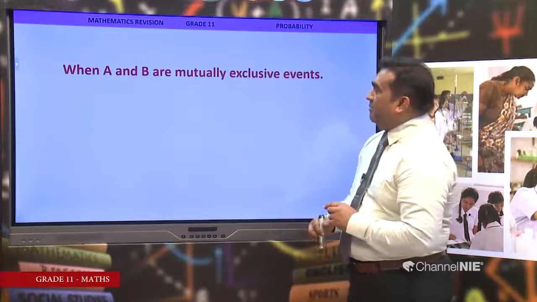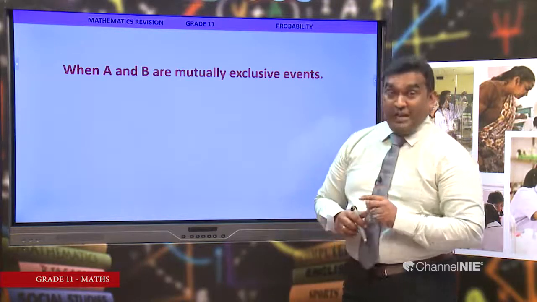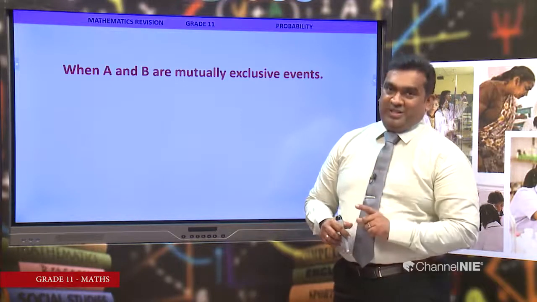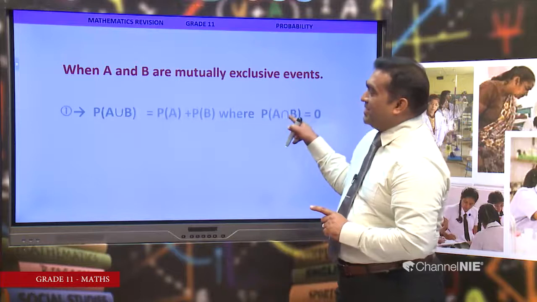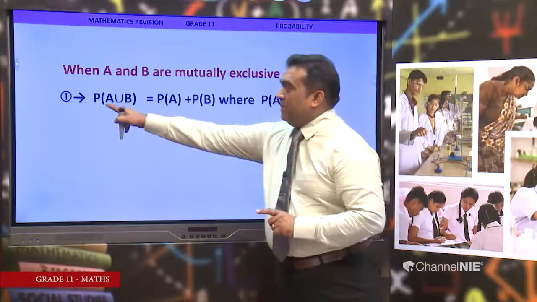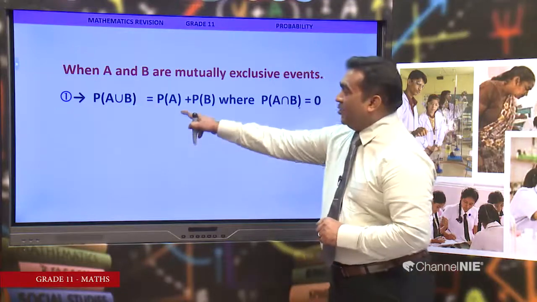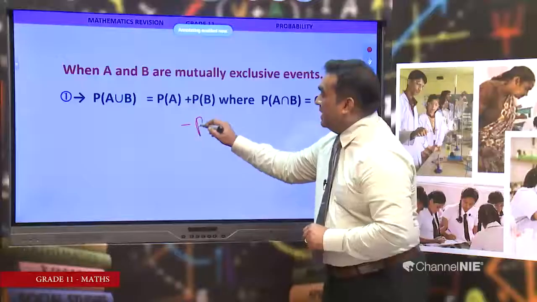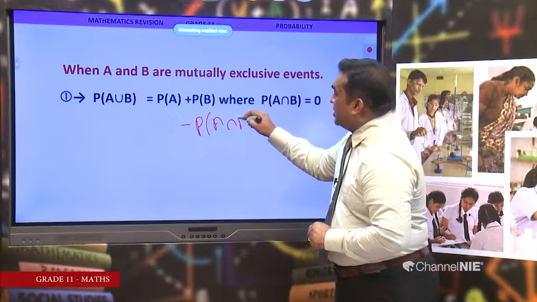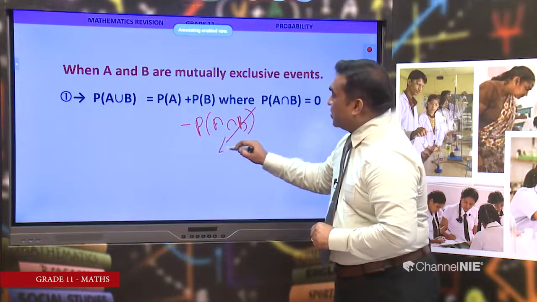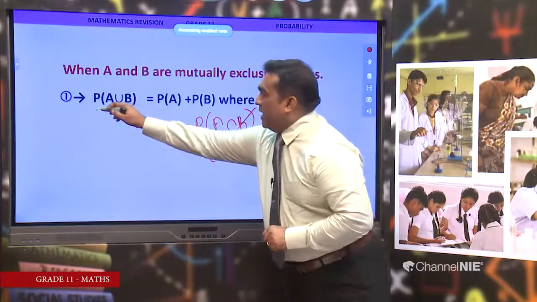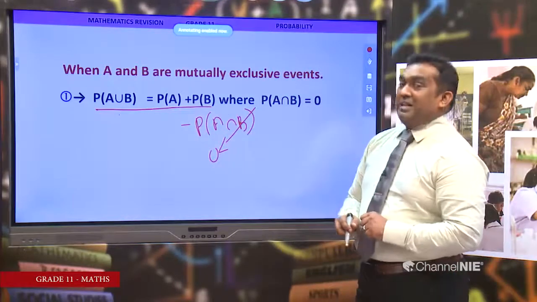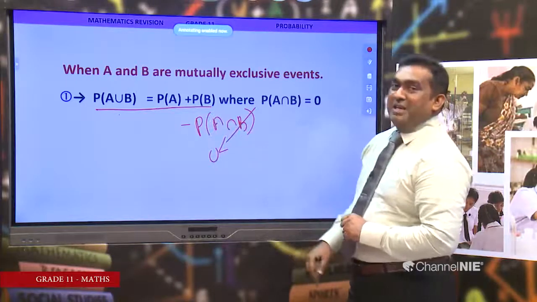Now we will see when capital A and B are mutually exclusive events, there is a condition. Can you remember? What is that? P(A union B) is equal to P(A) plus P(B). What has happened there? P(A intersection B) goes to 0. This part goes to 0. As a result of that, you have P(A union B) is equal to P(A) plus P(B).